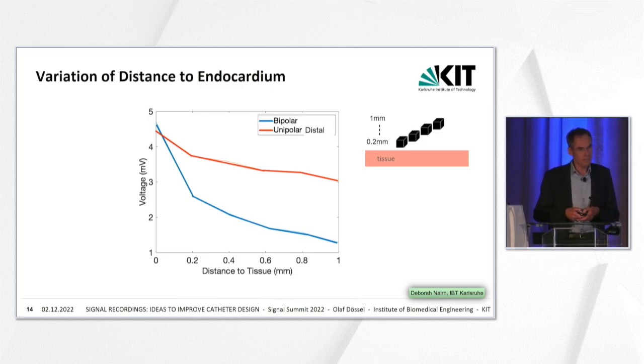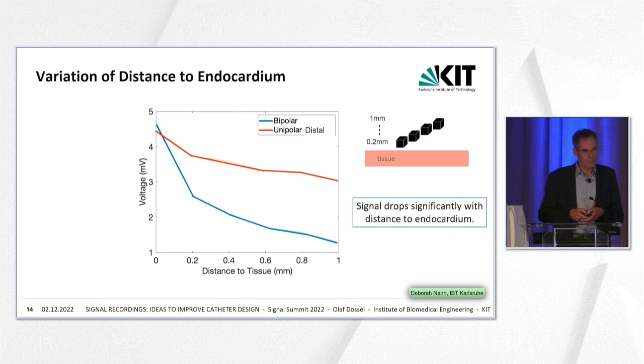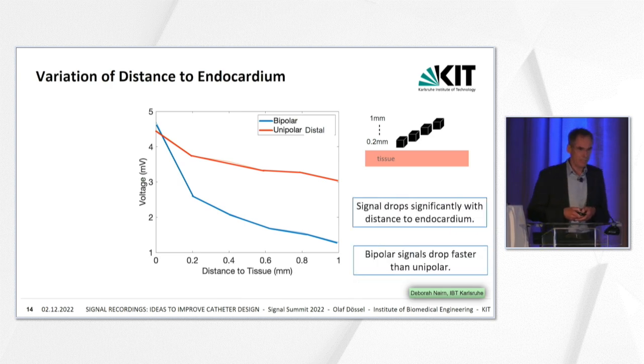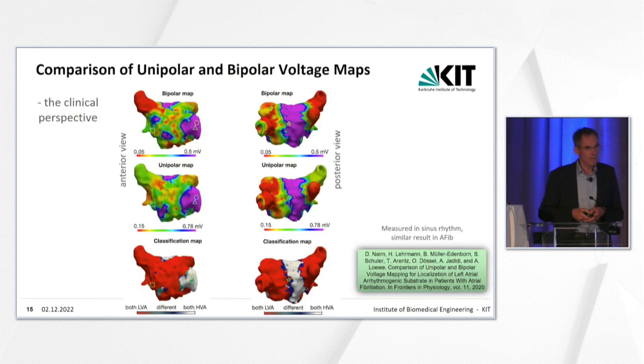If the distance to the endocardium becomes larger and larger, the signal goes down. And I show this to show you that even with the distance of 1 millimeter, you already get a significant decrease in voltage. Signal drops significantly. Bipolar signals drop faster than unipolar.